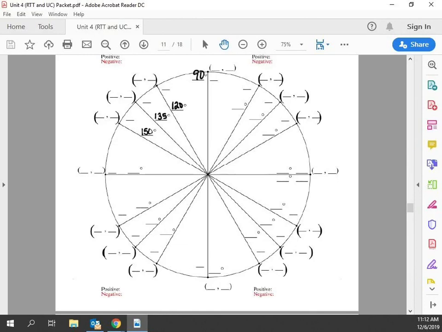Okay, let's take those angles now and write out underneath them their reference angles. So what is the reference angle of 150 degrees? Which means, how many more degrees do I need to go to get to 180? What about 135? What about 120?